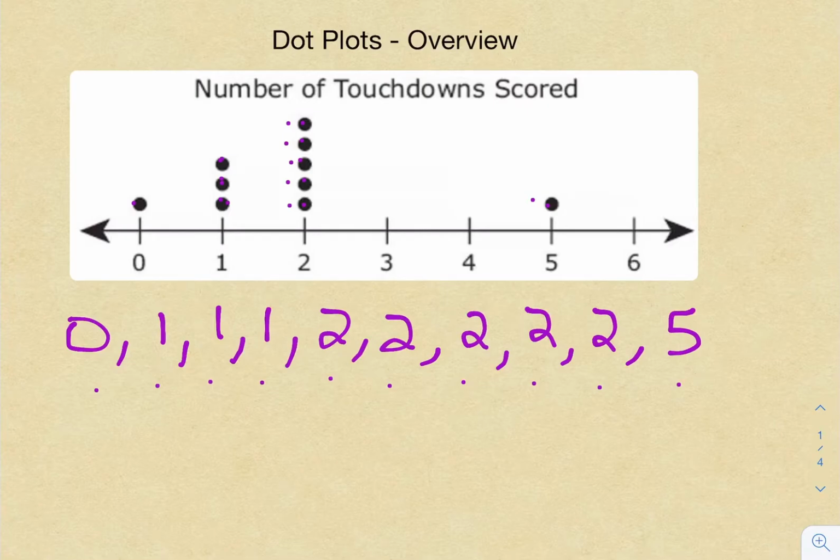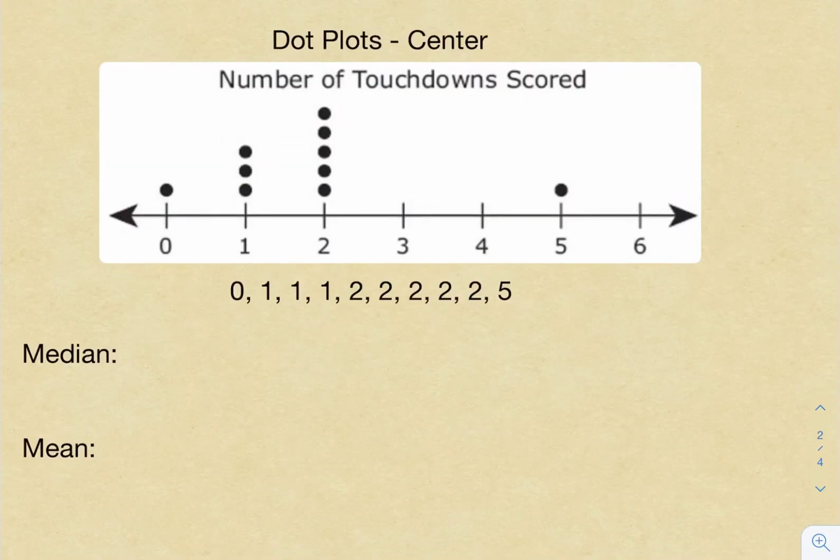Once we list out these numbers in our data set, it's going to make finding our measures of center and spread much easier in the dot plot. Let's start with measures of center. We have the same dot plot here, and the set of data is already in order from least to greatest. Let's start with the median. Based on what we practiced last week, what do you think the median of this data set is?